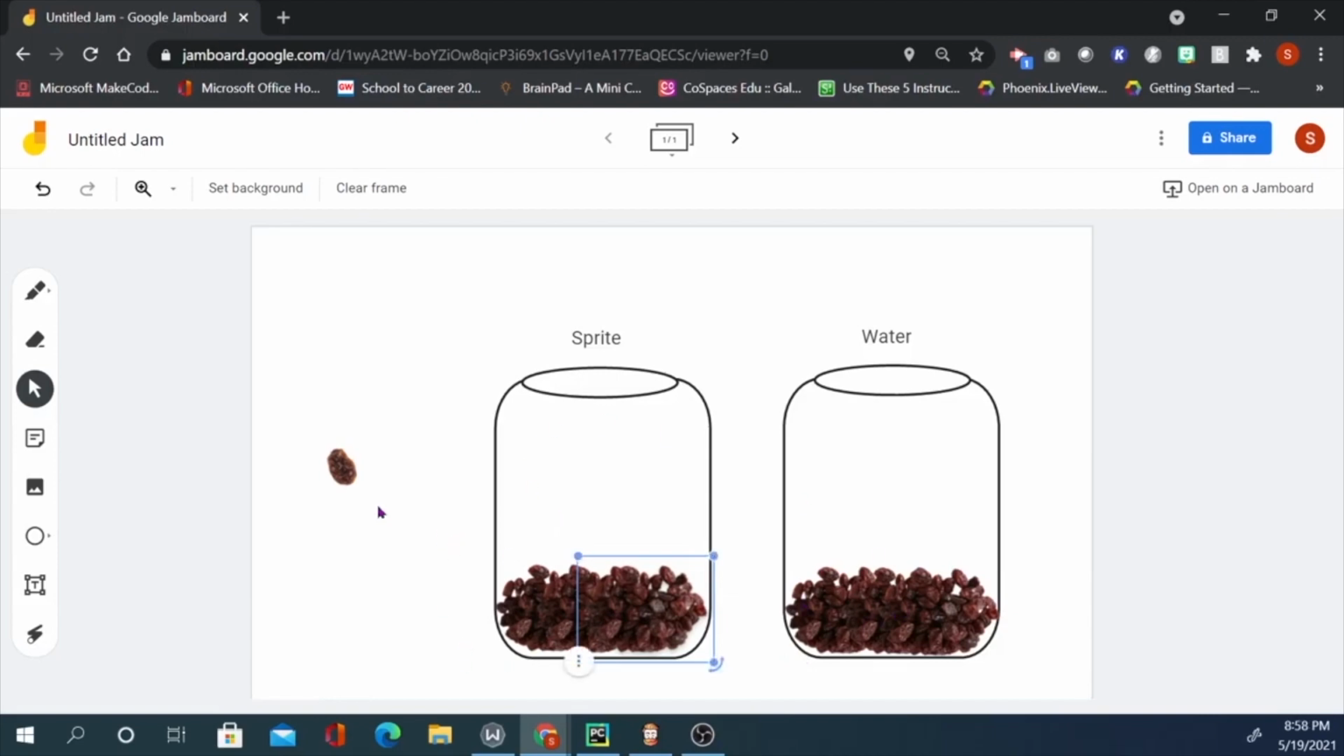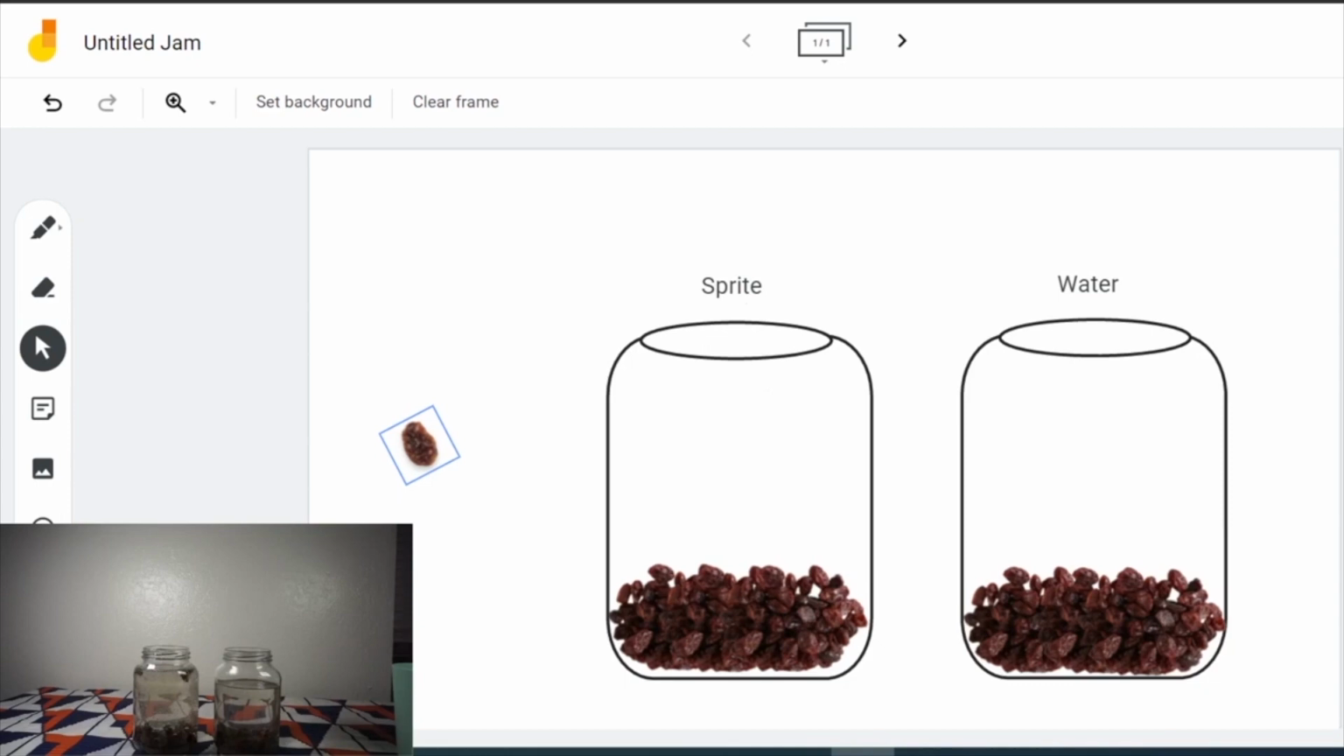Now, let's think back to our experiment, and if you're at home, you can continue to look at the experiment, and you'll notice that the raisins that were going to the top, once again, had bubbles on them. So I'm just going to go ahead and drop some raisins into this jar for our illustration. There we go. Put some of them going to the top. All right, so now we've got some raisins that look like they're rising to the top.